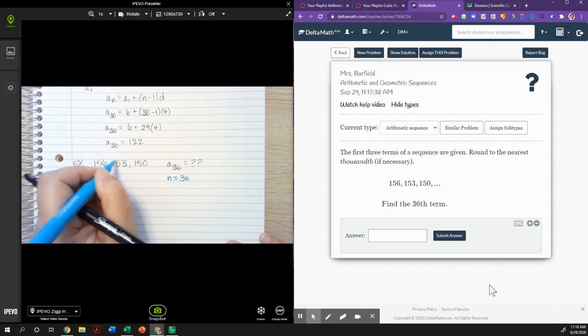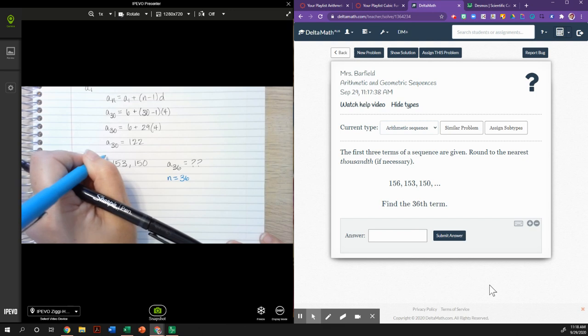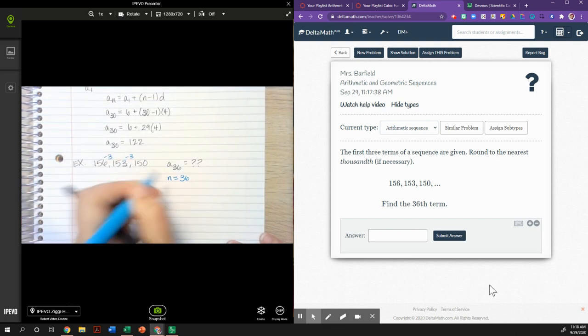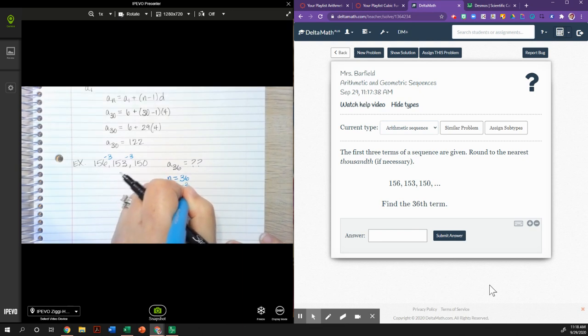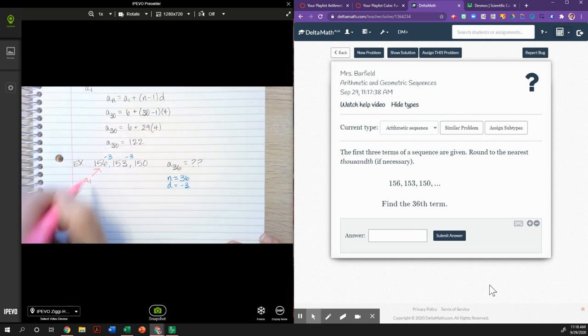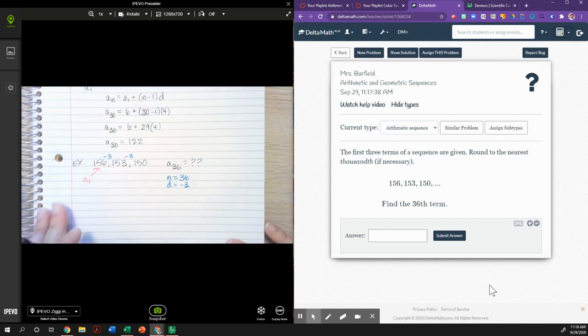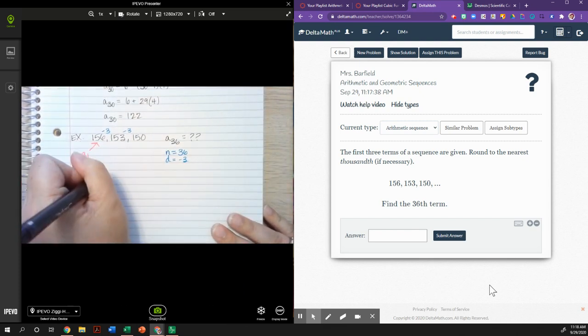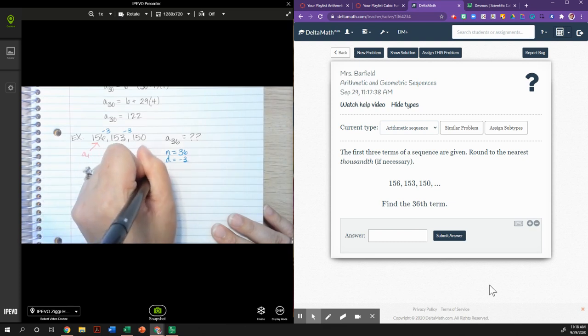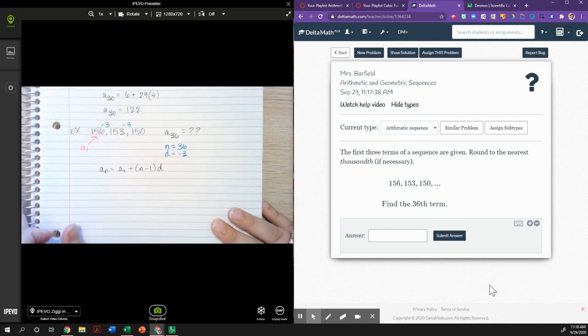If you're just looking at it, it's going down by threes. So my common difference is minus 3 or negative 3. So that means D equals negative 3. And then I have my first term, which is A sub 1. So now I know A sub 1 equals 156. All right, so A sub n equals A sub 1 plus n minus 1 times D.